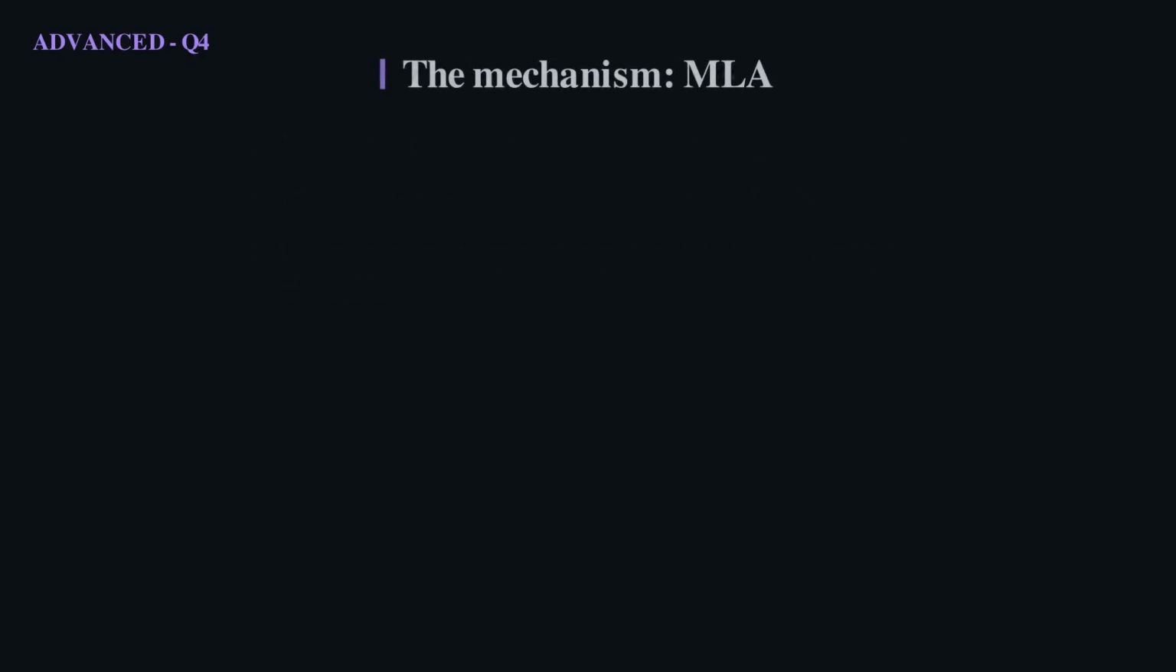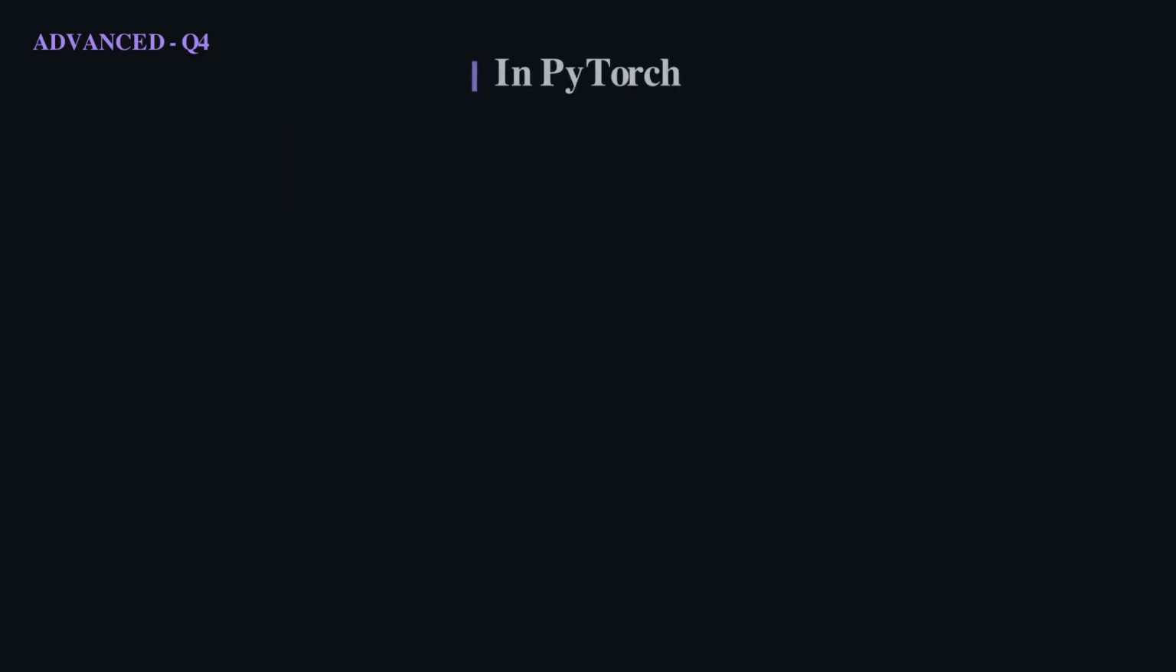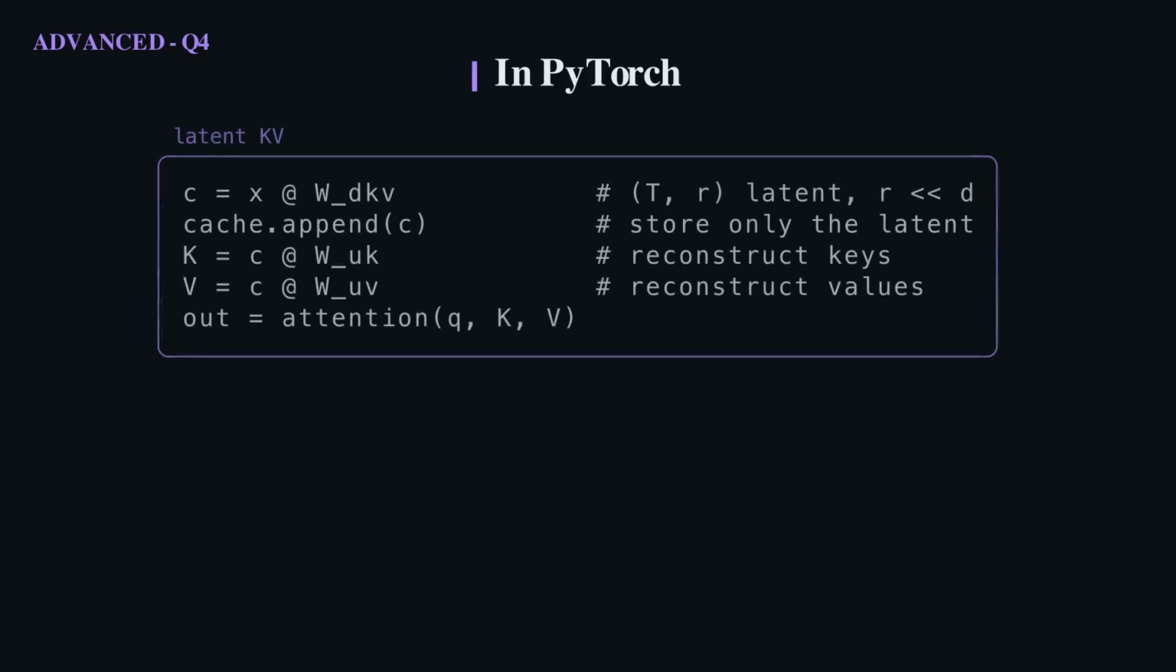Multi-head latent attention compresses keys and values jointly into a low-rank latent vector. You cache only that latent. At attention time, you up-project it back to full keys and values, cutting the cache to a few percent. The latent dimension R is far smaller than the full key value width, so the cache tensor is tiny. Up-projection matrices rebuild K and V when needed. Memory saved on storage is paid back as a little extra compute.